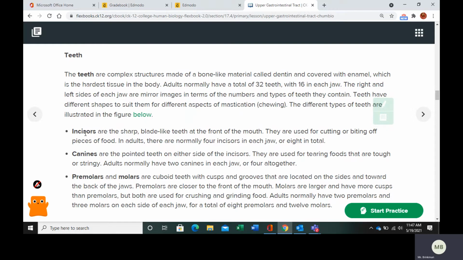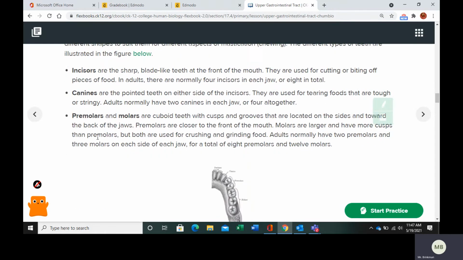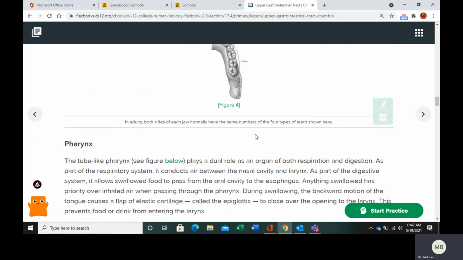We have a few different types of teeth. Incisors are your front teeth. They are used for cutting or biting food. Canines are used for tearing foods that are tough, such as meats. Premolars and molars are used for crushing and grinding the food.